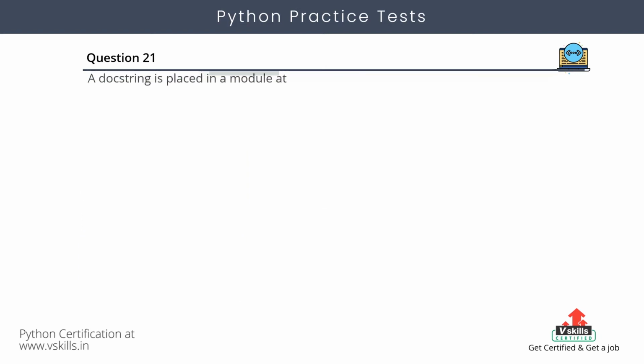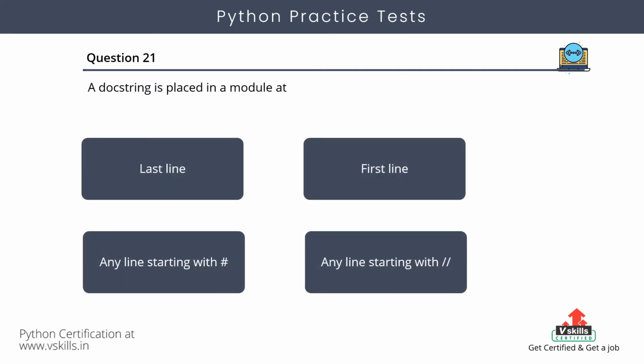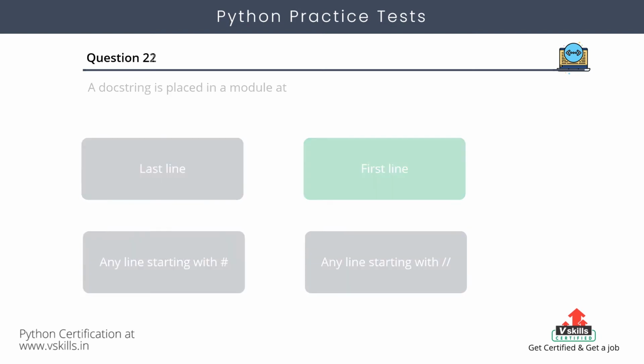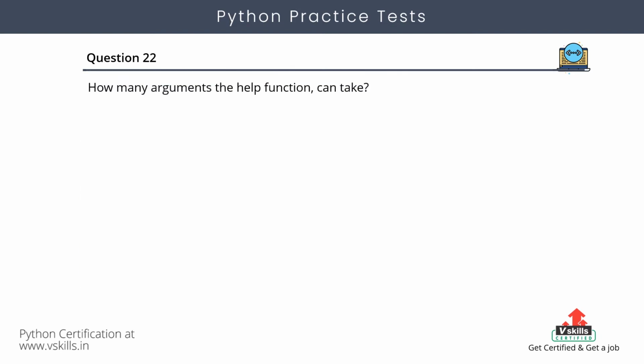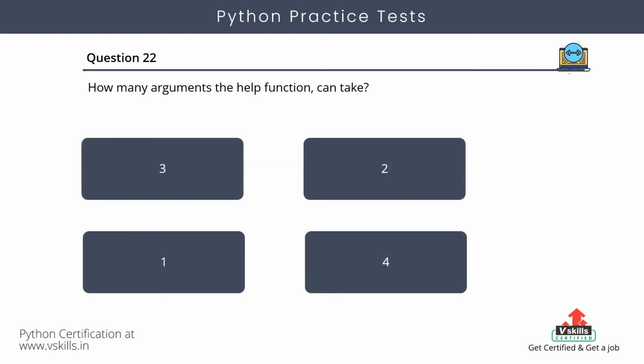Question 21. Where is a docstring placed in a module? The correct answer is option B. Question 22. How many arguments the help function can take? The correct answer is option C.